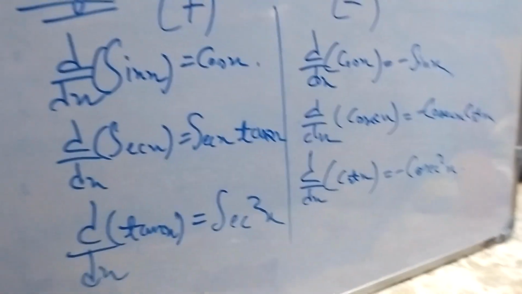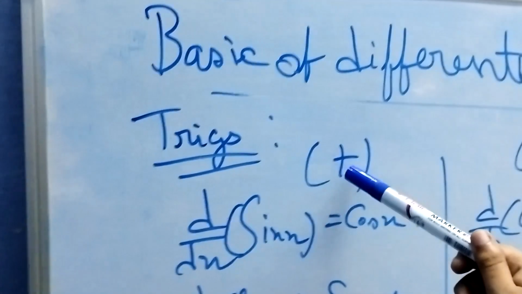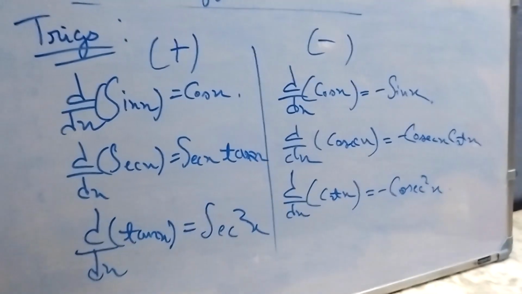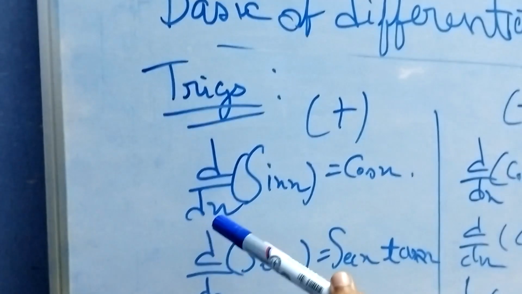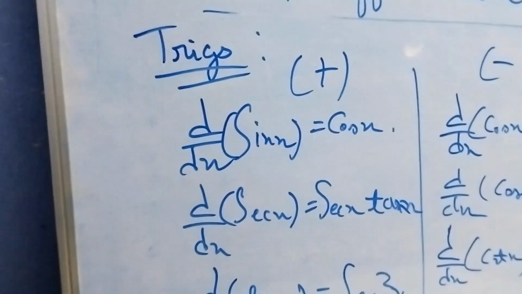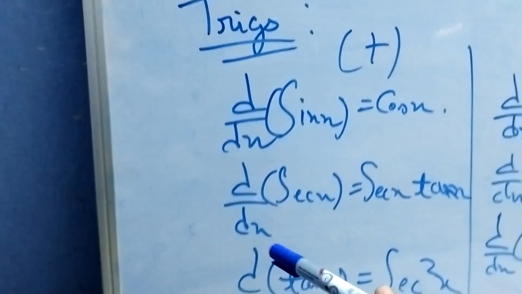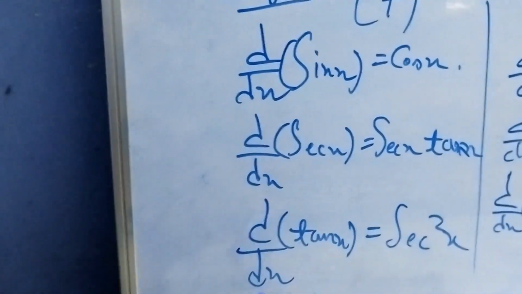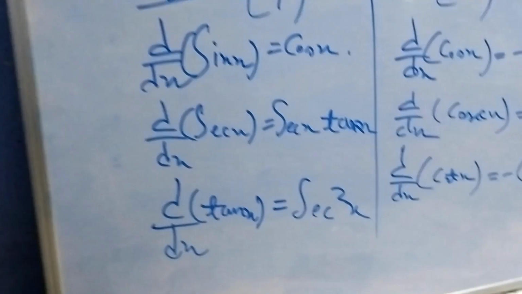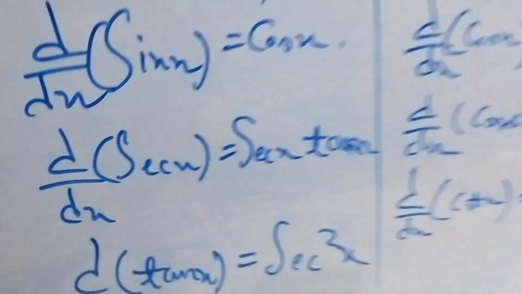I can share a trick that will help you in memorization. If you memorize this one side, you can see I mentioned a positive sign here and a minus sign here. Why did I do that? If we differentiate sin x with respect to x, we get cos x. If we differentiate sec x with respect to x, we get sec x tan x. If we differentiate tan x with respect to x, we get sec square x, right? This is the format one gets in every book.